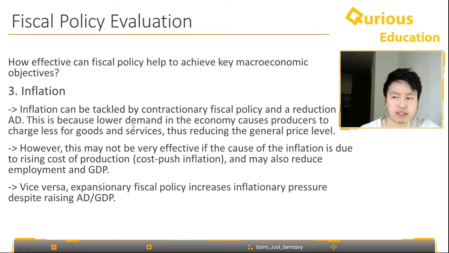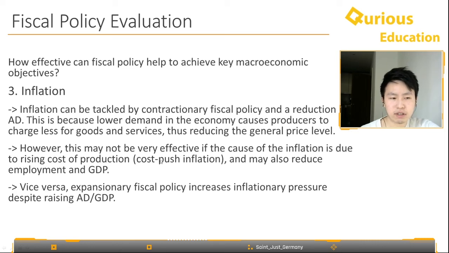Inflation, so again, we've talked about this. So if we want to control inflation and decrease the price level in the economy, we just want to decrease the level of demand in the economy. And in order to do that, the government would take money away from the economy by either increasing taxes or reducing government spending. However, there is a problem.